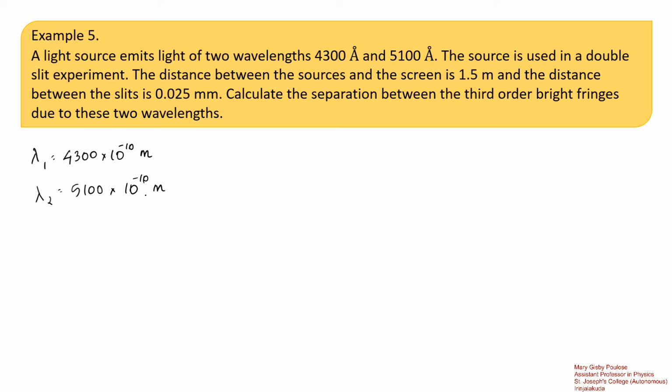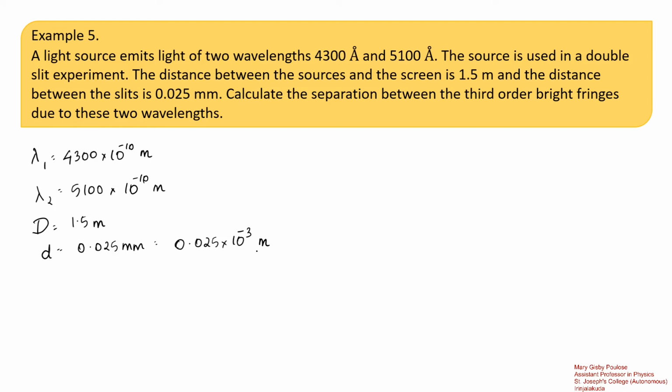Now this source is used in a double slit experiment. The distance between the sources and the screen is 1.5 meters. So capital D is given as 1.5 meters, and distance between the slits is 0.025 millimeters. So small d is given as 0.025 millimeters. That is 0.025 into 10 raised to minus 3 meters. Calculate the separation between the third order bright fringes due to these two wavelengths.